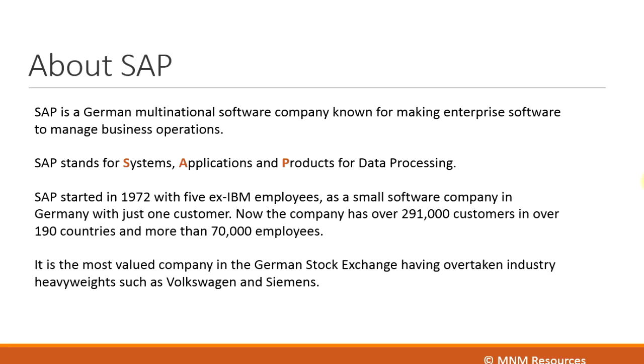It is the most valued company on the German stock exchange, and they have overtaken industry heavyweights like Volkswagen and Siemens. Now, in a country like Germany, where engineering has been renowned, a software company like SAP over the last 40 to 50 years has become the number one company in Germany. So it just tells the achievement and how organically SAP has grown over the last few decades. It's also the third largest enterprise software making company after Microsoft and Oracle.